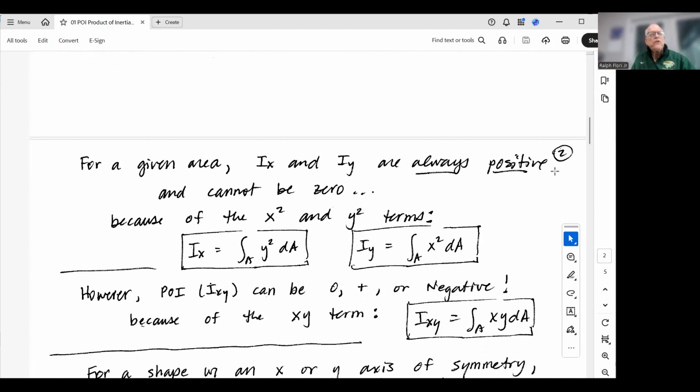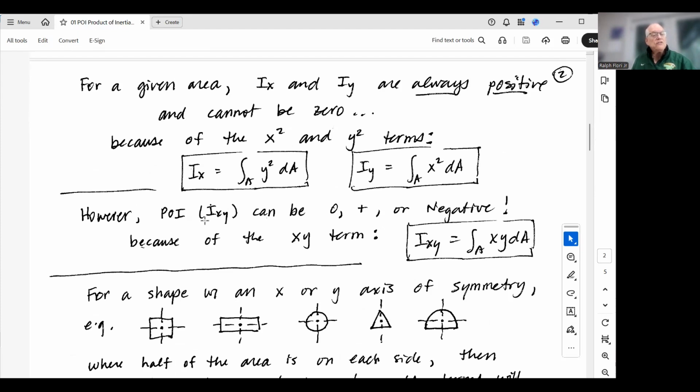So remember, for IX and IY, moments of inertia, for any given area, they are always positive and cannot be zero. And that's because of the x squared and y squared terms. So IX is y squared dA. Whether y is positive or negative, you're squaring it. And the area is always positive, and so IX is always positive. And IY is the integral of x squared dA, and x can be positive or negative, but when you square it, the result is always positive.